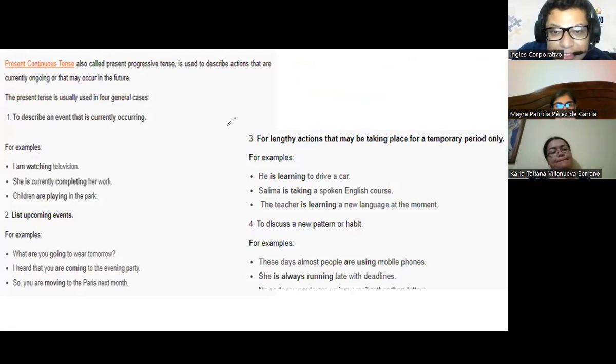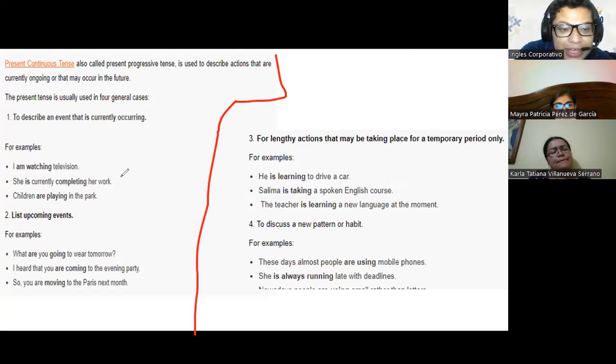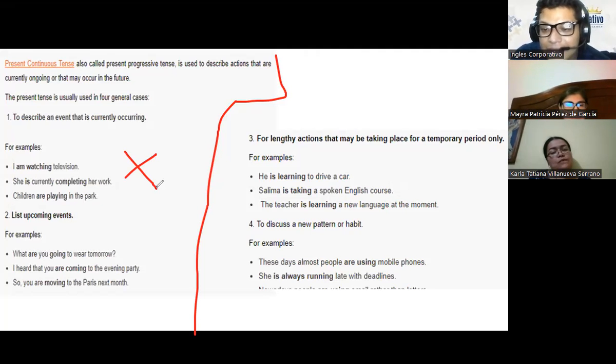I'm going to move this. Okay, who wants to help me to read this part, these examples? A volunteer. Me. Thank you. I am watching television.